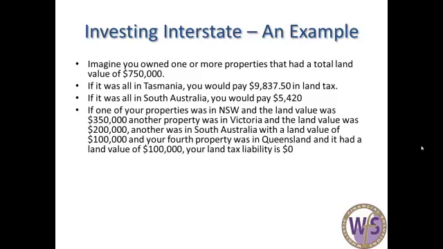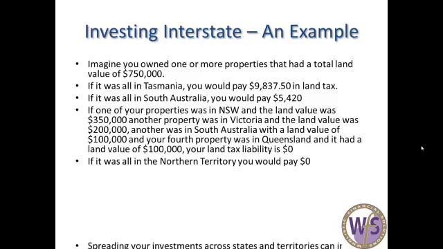However, if one of your properties was in New South Wales and the land value was $350,000, another one in Victoria and the land value was $200,000, another one in South Australia, a land value of $100,000, and your fourth property in Queensland, and it had a land value of $100,000. That's actually very easy to achieve because the land value is a lot less than the property value. If you did that, your land tax liability is actually zero. If it was all in the Northern Territory, it would also be zero.